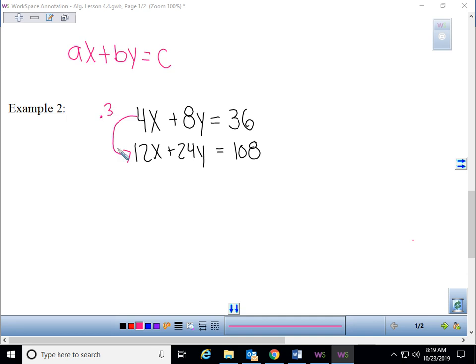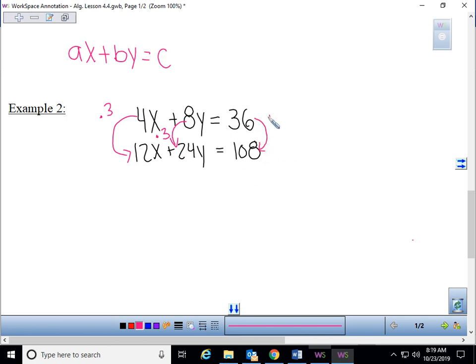Okay, so if I multiply 4 by 3, I get 12. I want to know, is that going to be the same for all the other terms? So what can I multiply 8 by to get to 24? Well, wait a minute, that is also a times 3. Does it work for 36 and 108?